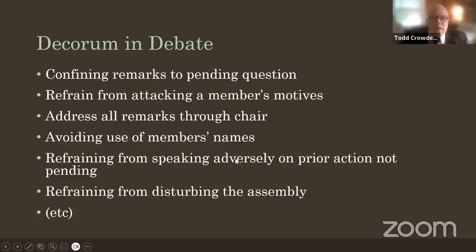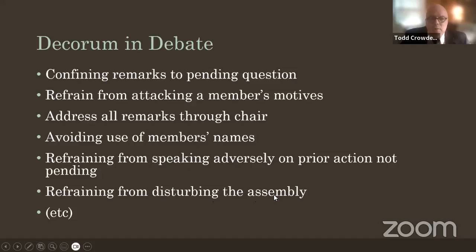Refraining from speaking adversely on prior action not pending is probably the hardest one for the chair to notice, because a lot of times, when someone does it, they're not necessarily being rude or mean. They just start speaking against something. But if the chair realizes that's a motion or a rule that we've adopted, then they need to notify the member. The member might not even be aware they're breaching decorum when they break that one.